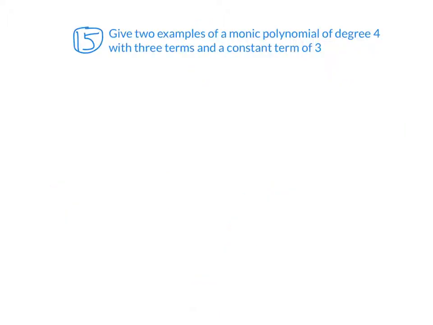Question 15 asks us to give 2 examples of a monic polynomial of degree 4 that has 3 terms and a constant term of 3. Degree 4 means that the highest power of x is 4, so we'll write that there. Monic means that the leading coefficient is 1. So this will be the leading term because it's the highest power of x, so its coefficient must be 1 for the polynomial to be monic. It's okay if you don't write the 1.